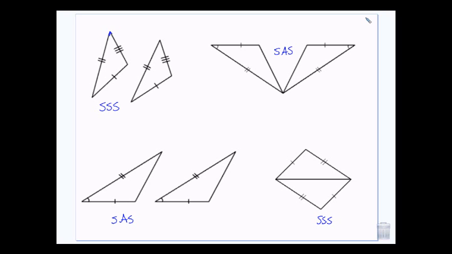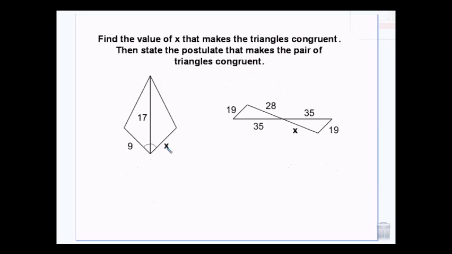Reflexive. Yeah. So, if you're trying to prove that the triangles are congruent, in the reasoning, we're going to say, what does X have to be to make these congruent, right? And then what would be the congruence postulate? SAS, right? Because side, angle, side. Does that make sense? Yes.